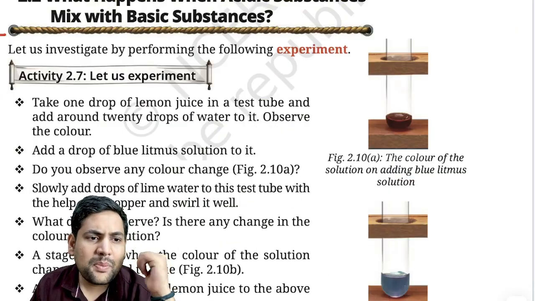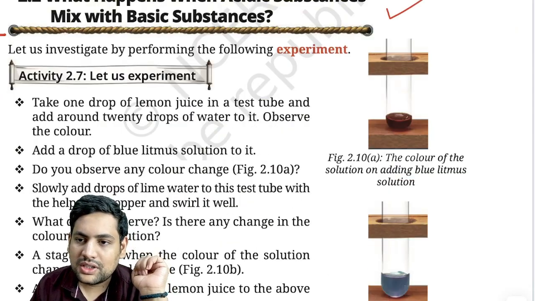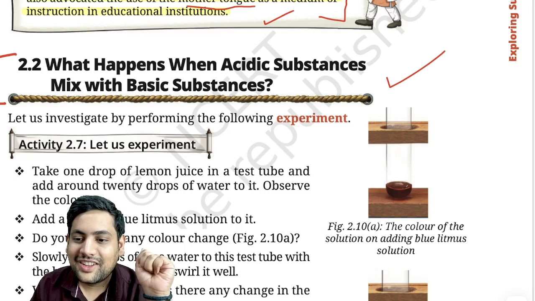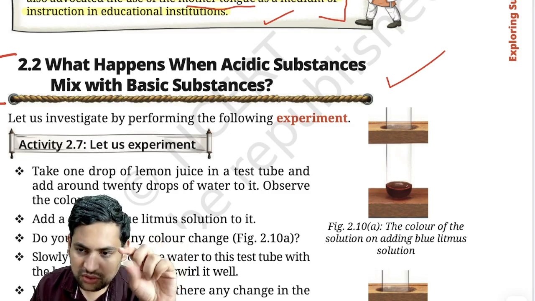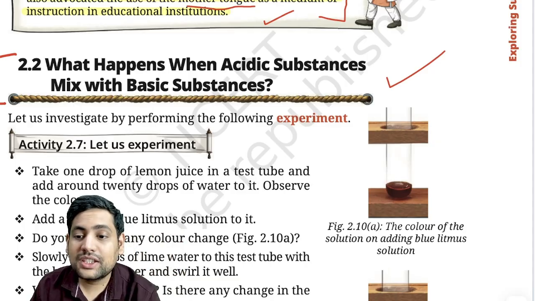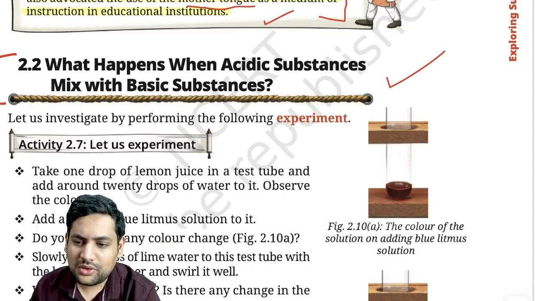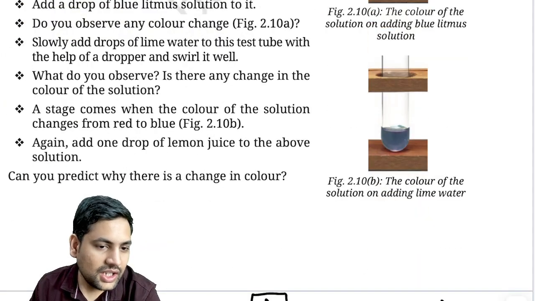Then it talks about what happens when acidic substances mix with basic substances. What will happen? If you know anything, you know about neutralization, correct? So they will become neutralized, or acid plus base makes for a salt, and some amount of heat also is generated.